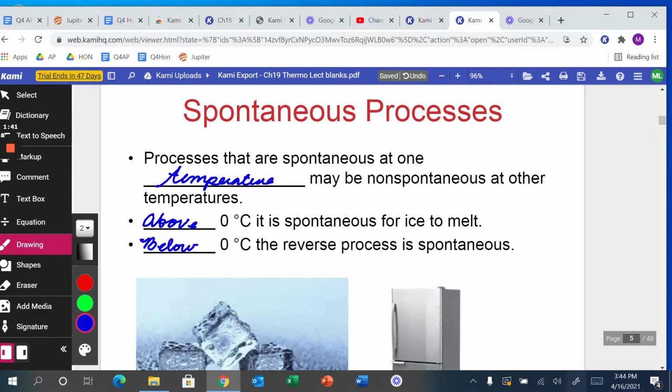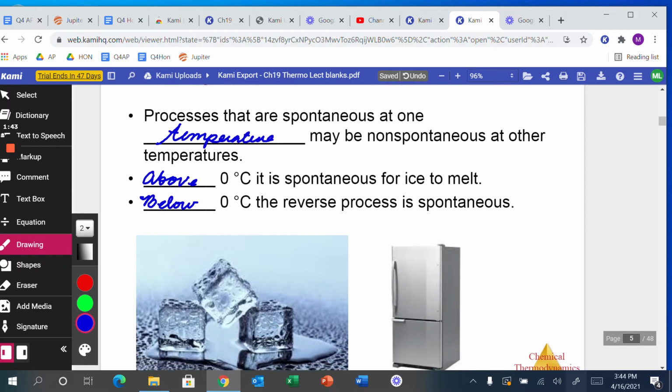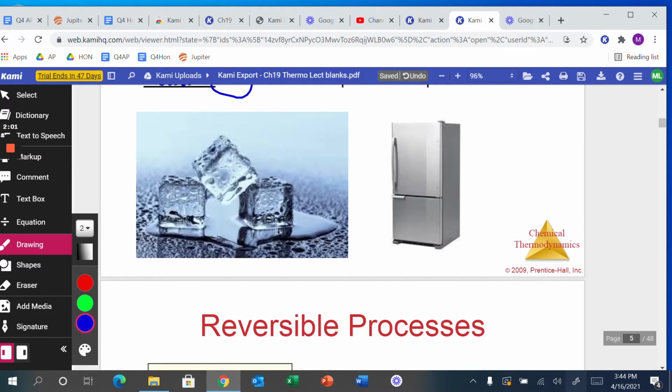Spontaneous also happens at a certain temperature. So let's say we are melting ice. Okay, if you're above 0 degrees Celsius, it will melt spontaneously. But if you're below 0 degrees Celsius, then it will not be spontaneous. It will be non-spontaneous. So processes that are spontaneous at one temperature may not be spontaneous at another.